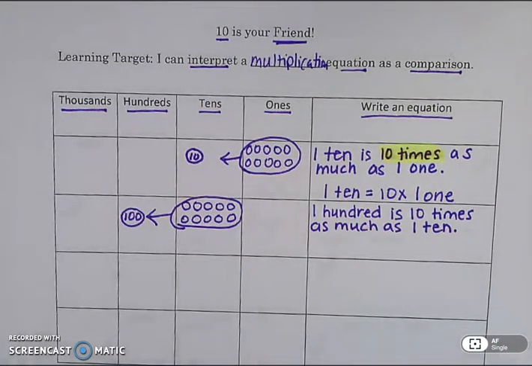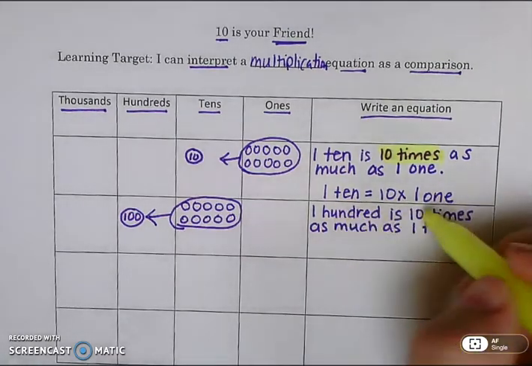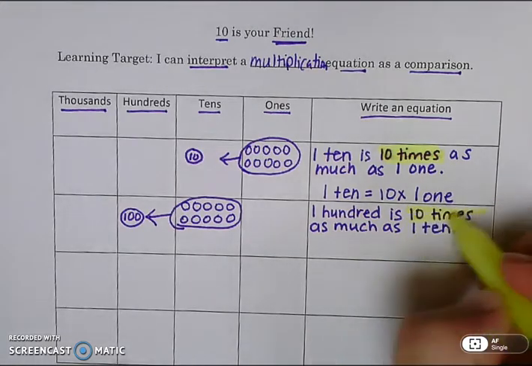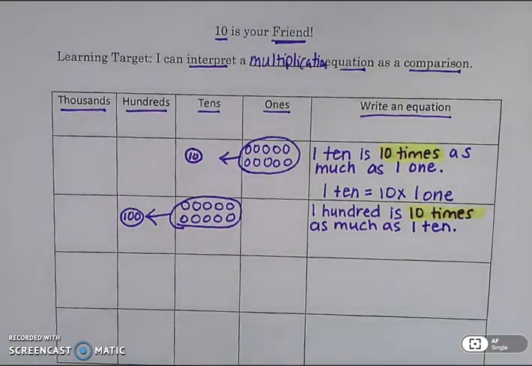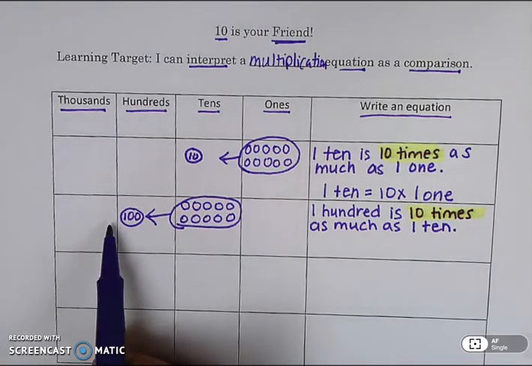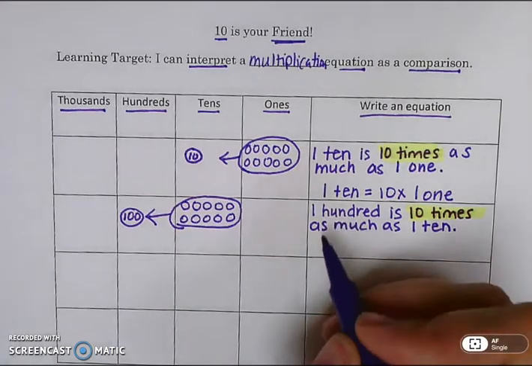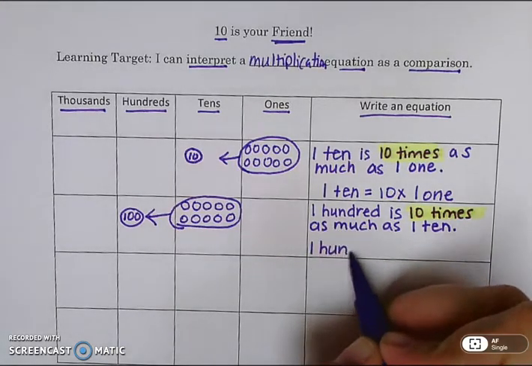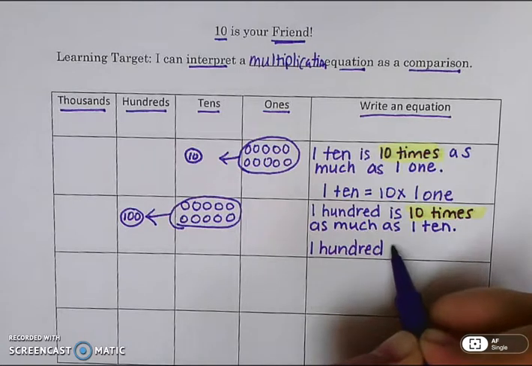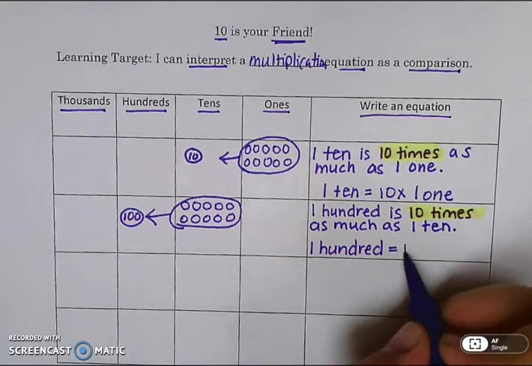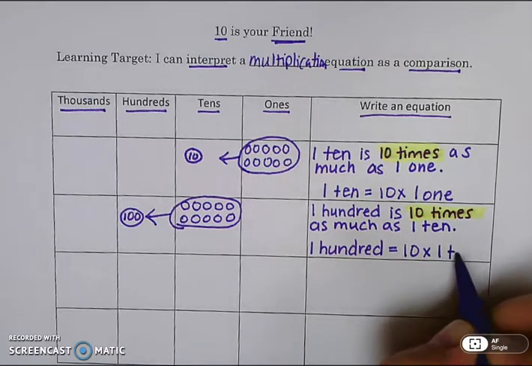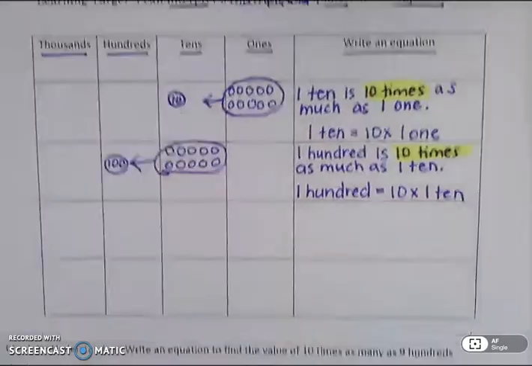So again, there's where our 10 comes in. 100 is 10 times as much as 1 ten. So every time we move over a column, it's 10 times bigger. So our equation would be 100 equals 10 times 1 ten. Okay?